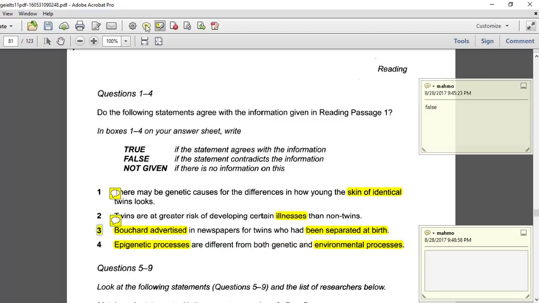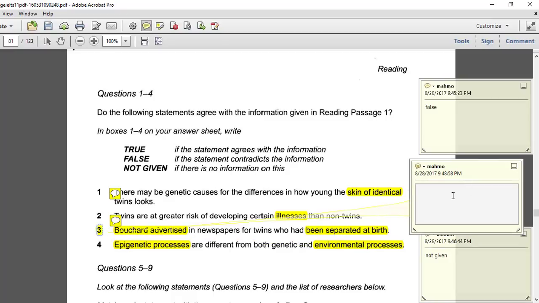Okay, how do we know? Again, how do we know number 3 is not given? We located where number 2 is. We located where number 4 is, and then it means number 3 is between them. We didn't find anything about newspaper advertisement, so it's not given. Now move to number 4.